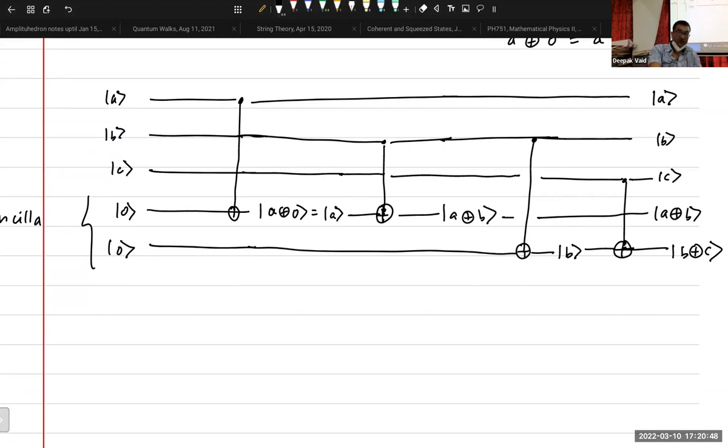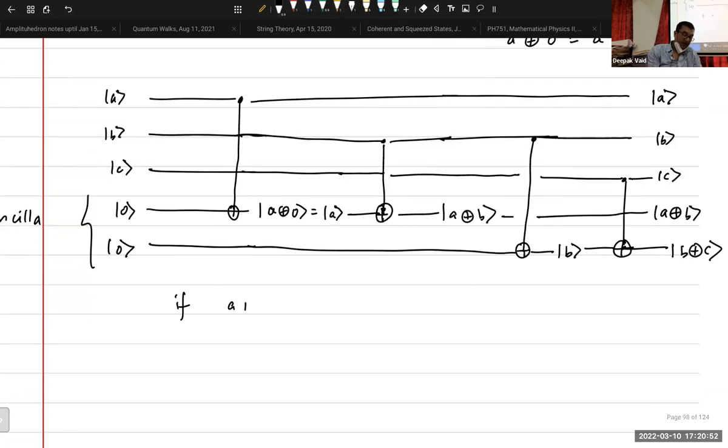So for instance, if A XOR B is equal to zero, that means A and B are the same, and B XOR C is equal to one, which means that B and C are different. So this means the C qubit has flipped.